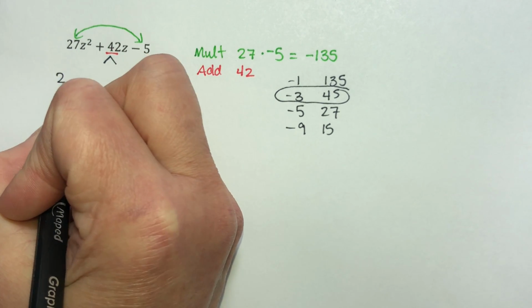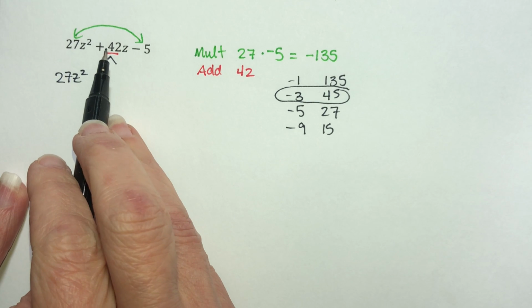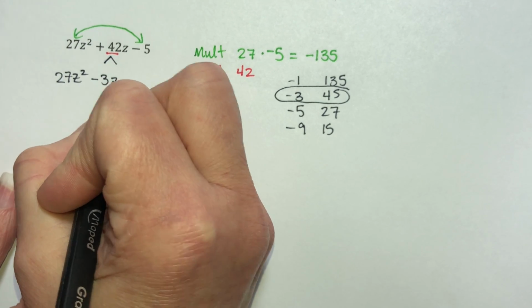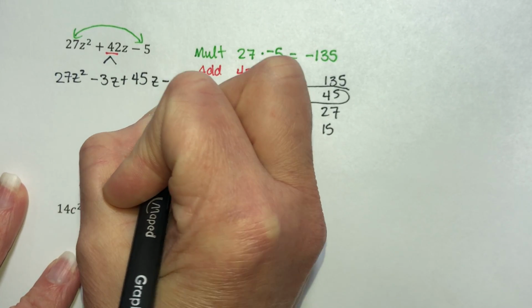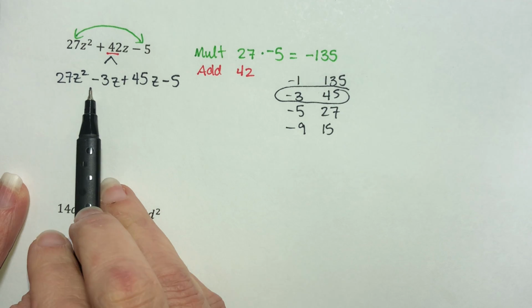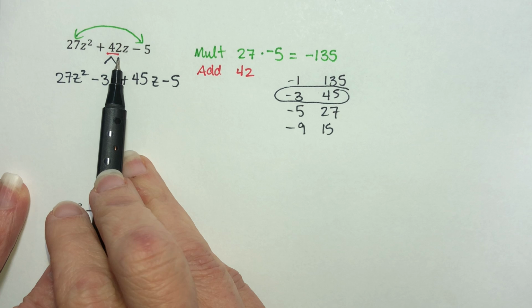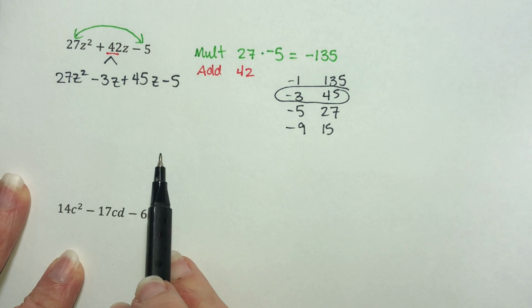So I'm going to recopy this 27z squared. Instead of writing positive 42z, I'm going to write negative 3z plus 45z, and then bring down the minus 5. You see here that if I combine like terms, I'm right back to 42z. So this is the same value as this, it's just in a different form.